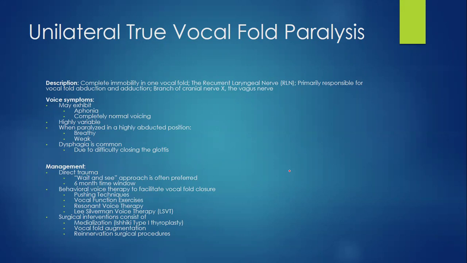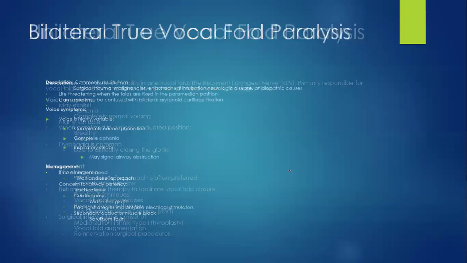So with paralyzed vocal folds, usually they would use the wait and see approach to see if the nerve reinnervates itself. So there's a 6-month window where they would wait to see. Then there's behavioral voice therapy to facilitate vocal fold closure, so some pushing techniques, vocal function exercises, and so on. And then there's a surgical approach, which consists of medialization or vocal fold augmentation to get the paralyzed vocal fold to midline so that the working vocal fold can meet it.